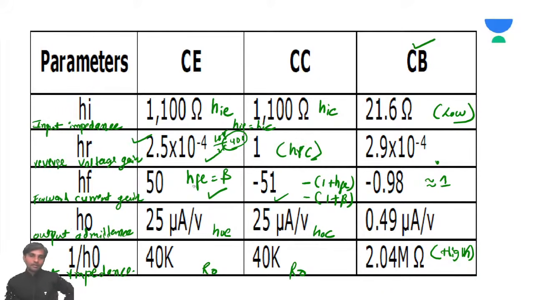So for common emitter and common collector, the input impedances and output impedances are almost the same. So HOE is almost equal to HOC. Is the point clear? Okay, now we'll go to the next slide.